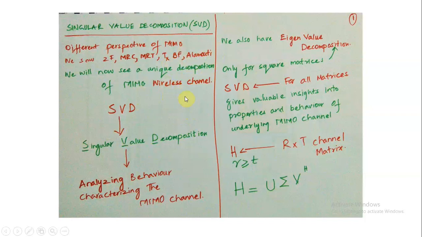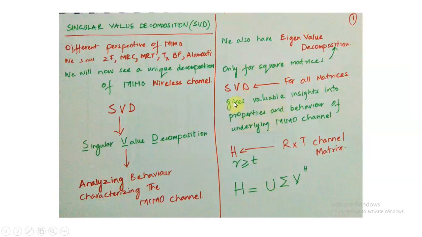This is not the only type of decomposition in the literature, but we also have another decomposition which is called eigenvalue decomposition, which is only for square matrices. Now singular value decomposition gives you an idea of the character of the MIMO channel, and it helps in analyzing the behavior of the MIMO channel. Eigenvalue decomposition is for square matrices, but singular value decomposition is applicable to all matrices, which could be tall or which could be broad.